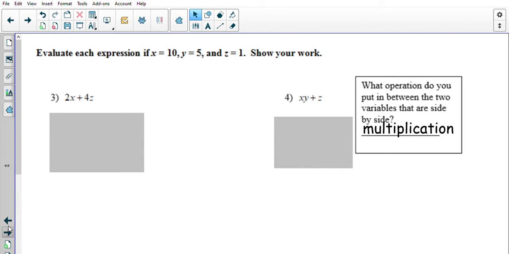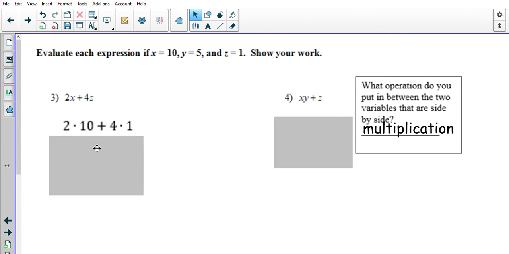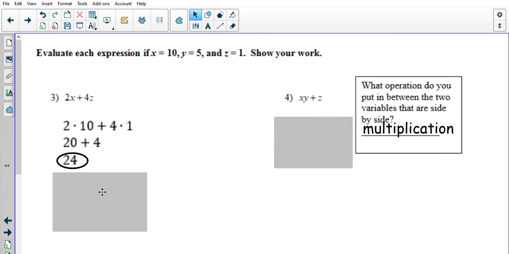All right, let's move ahead. Number 3, 2x plus 4z. I just copied those directions over again. So 2x is 2 times 10, plus 4 times z is 4 times 1. So 2 times 10 plus 4 times 1. Do multiplication. 2 times 10 is 20. 4 times 1 is 4. Add 20 and 4 together to get a solution of 24.